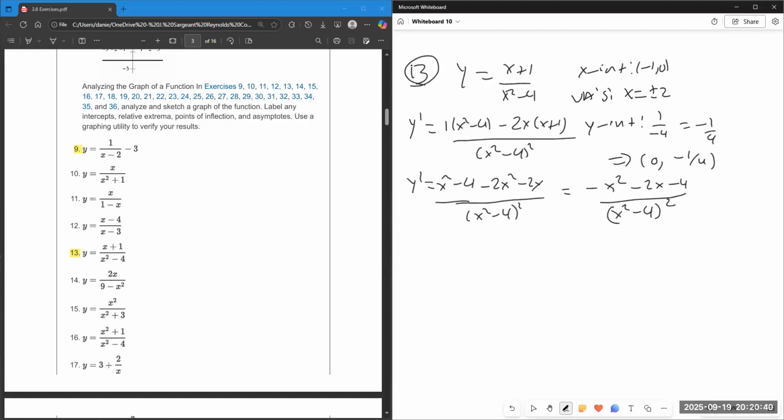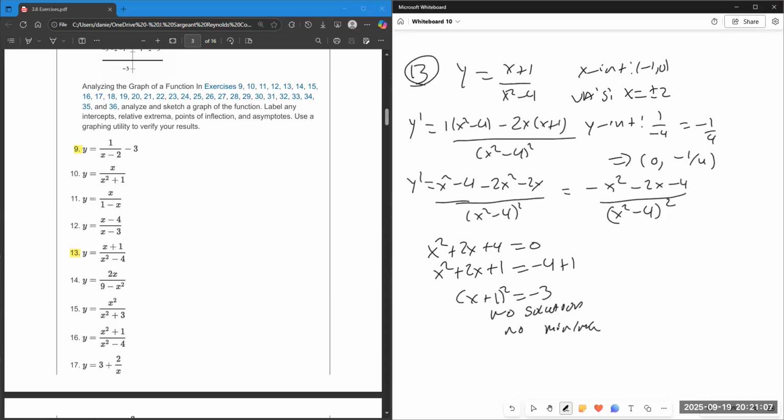So potential critical number when x squared plus 2x plus 4 is equal to 0. x squared plus 2x is equal to negative 4. Half of 2 is 1, 1 squared is 1, and I get x plus 1 squared equals negative 3, and there's no solution to that. So there's no min or max here. From that, there's just the vertical asymptote.